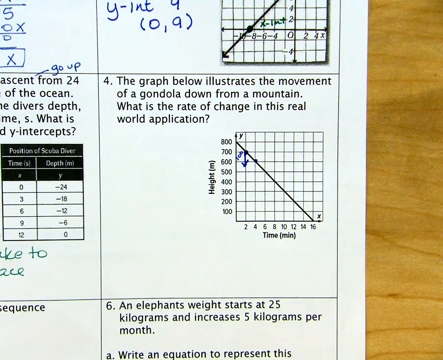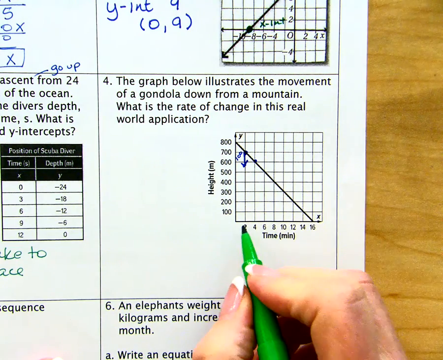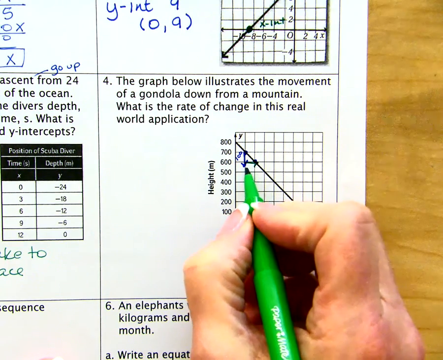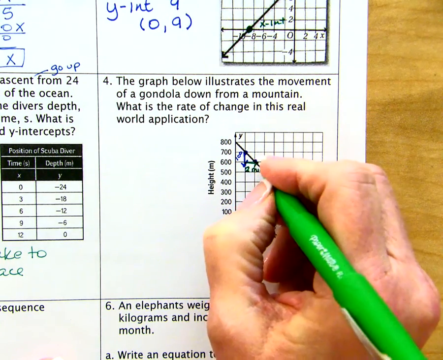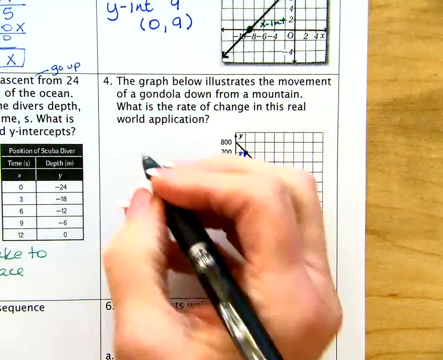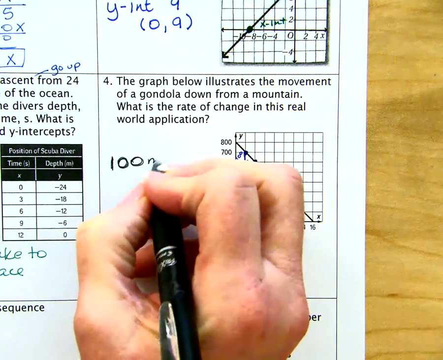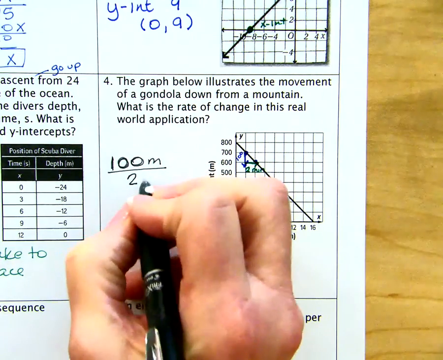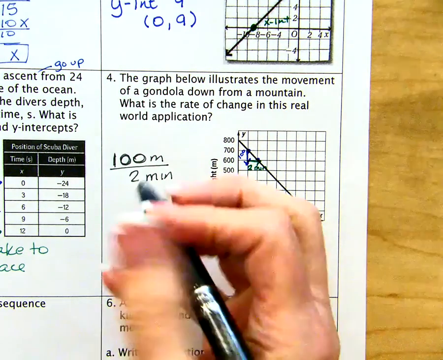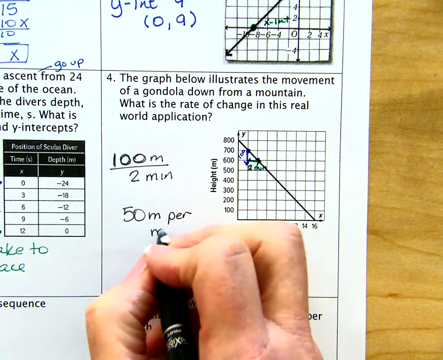My run is along the x-axis, and the x-axis is measuring minutes, and it is labeled by 2's. So when I go across here, that is 2 minutes. So that means that my rate of change is 100 meters per 2 minutes. But it being a rate, we need to have that denominator of 1. So we do 100 divided by 2, which is 50 meters per minute.